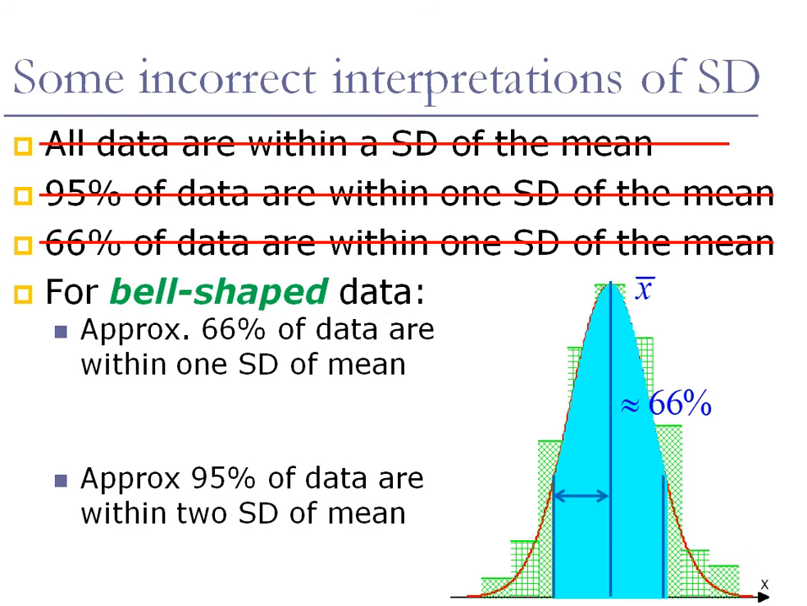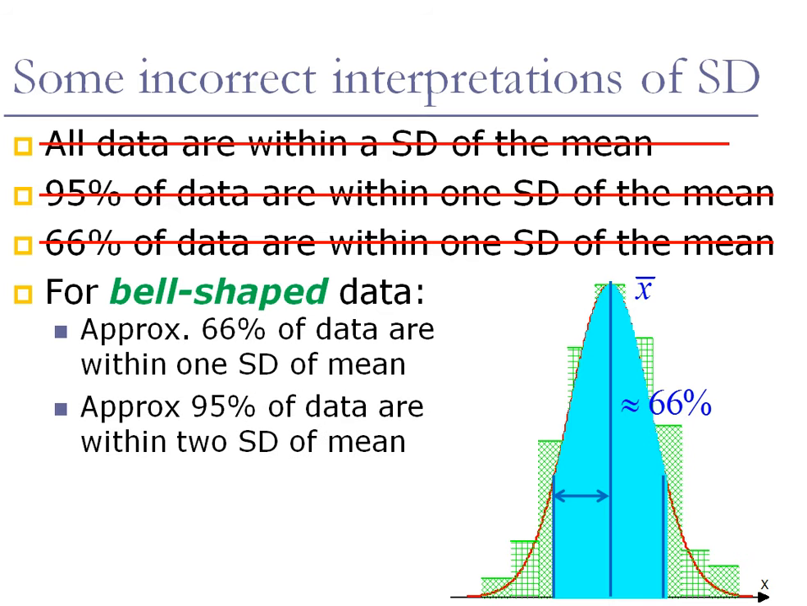Using the same argument, it is possible to prove that approximately 95% of the data are within two standard deviations, not one but two. However, keep in mind, this is only true if the data have that distribution. In other situations, those percentages may be quite different. So you want to make sure to not extend that kind of interpretation to all situations. So be careful with interpretation.